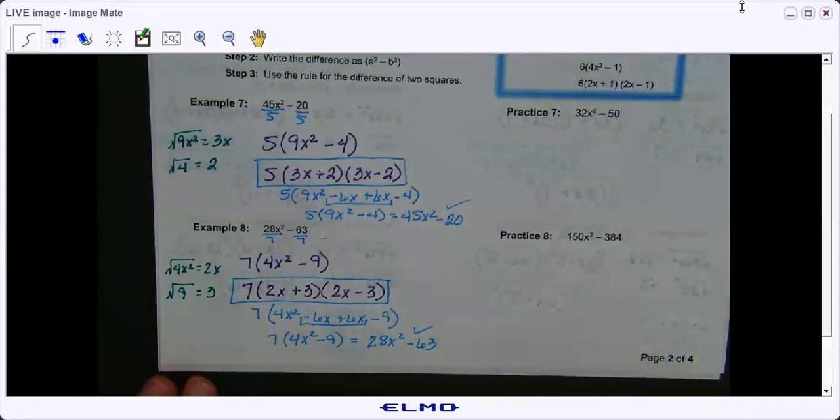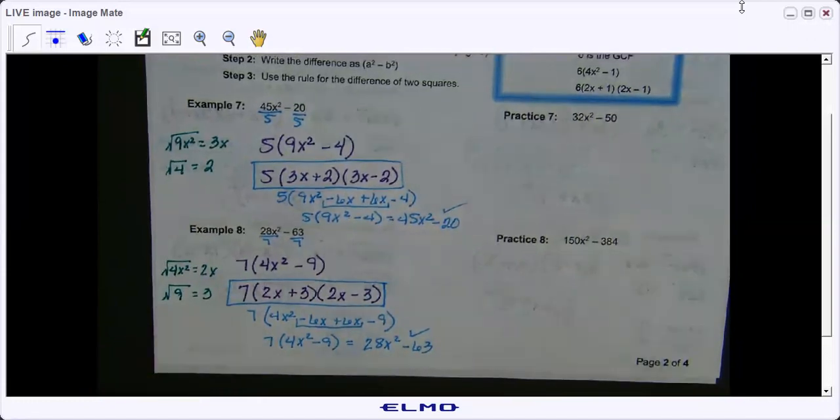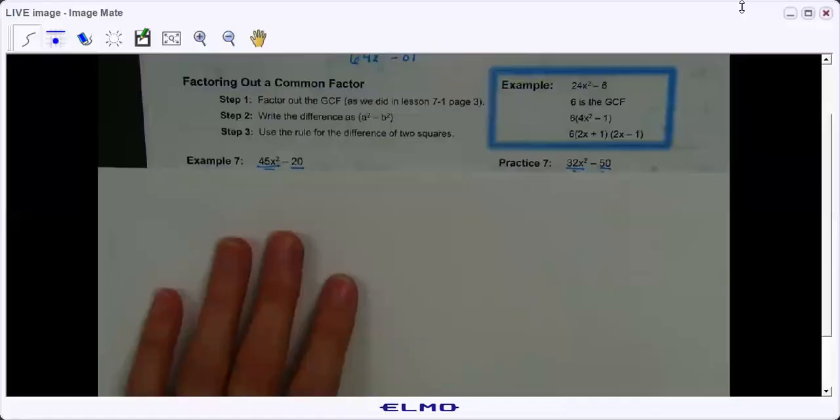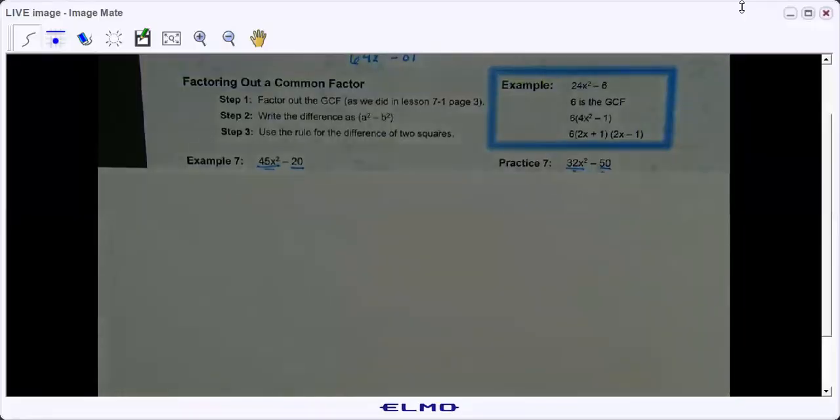Okay, so I would like for you to try practice 7 and practice 8 on your own. So I'm going to pause the video for a moment and then we'll check our answers. If you want a hint for practice 8 before I show you the answer, the greatest common factor is 6. So you should have been able to divide 150 and 384 both by 6 to pull out that GCF.